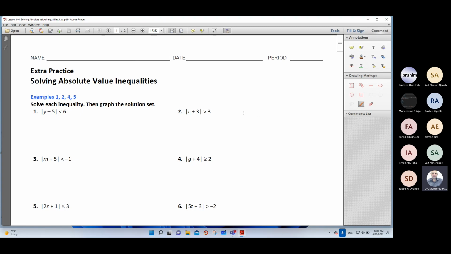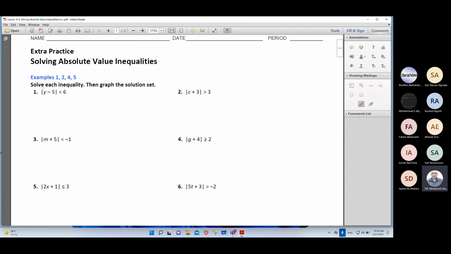This is the homework for today. Extra practice, solving absolute value inequalities. The first question, solve each inequality, then graph the solution set. We have the first example. I want from all of you to write this example in your notebook, then try to solve it. Then show me your work. Send your work in a message in Teams. Start, please. You have 5 minutes.